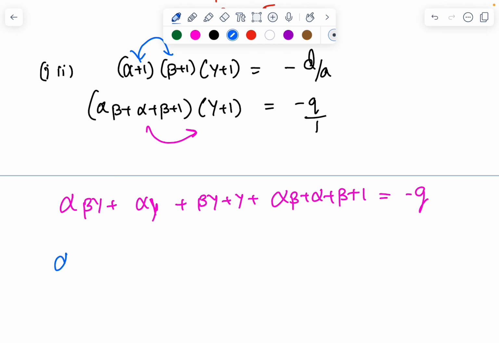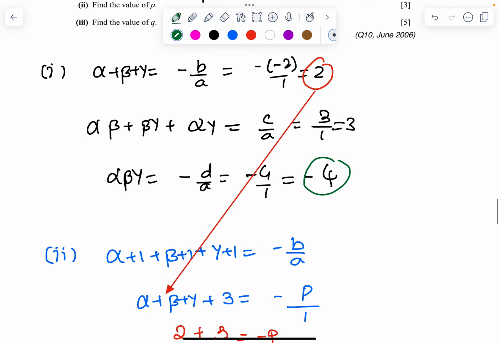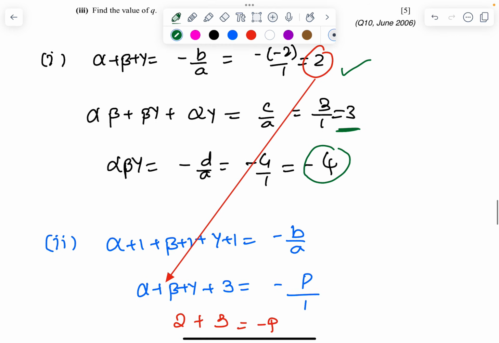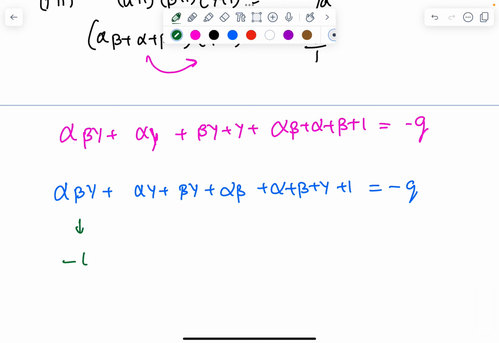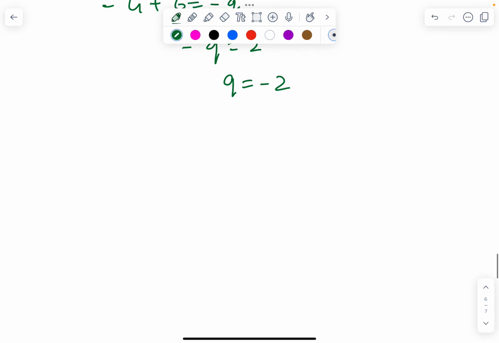Now arrange them in order. Alpha beta gamma plus alpha gamma plus alpha beta plus alpha plus beta plus gamma plus 1 equals negative q. So what was alpha beta gamma? Minus 4. Alpha beta plus beta gamma plus alpha gamma is 3 and alpha plus beta plus gamma is 2. So this is negative 4 and this entire thing is 3 and this entire thing is 2, plus 1. Minus 4 plus 6 equals negative q. Negative q equals 2. Q equals negative 2. That's going to be the answer.